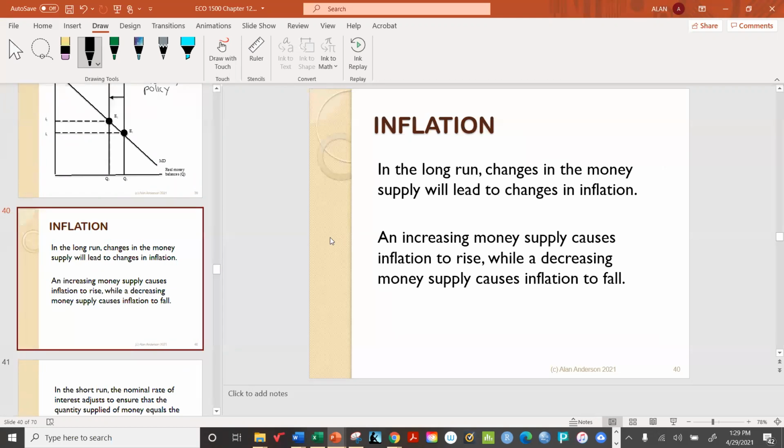Okay, but this is a long run process. It doesn't happen overnight. And of course, in countries which we've seen which have enormous rates of inflation, money supply was increasing at astronomical rates because the governments involved couldn't pay their bills and they just printed money. And of course, what did they expect? Hyperinflation.